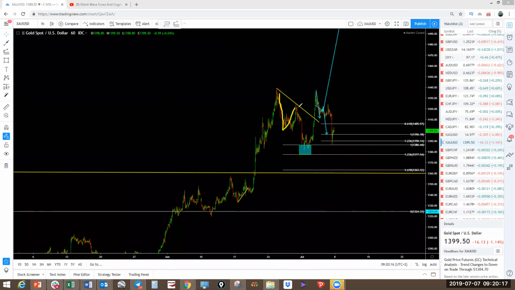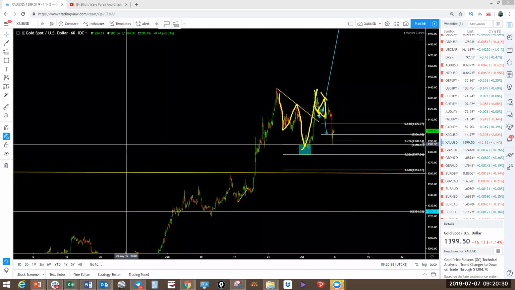So we've got this 3-wave pullback, which was textbook, got this from the blue box, pushed up higher, but we did not get the 3-wave pullback that we were looking for. It's actually making a whole corrective structure, which we need to understand. We'll do this when we do the market analysis, the update on this one.